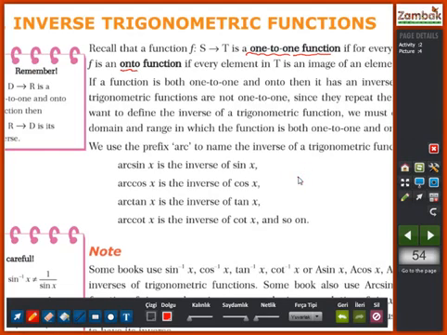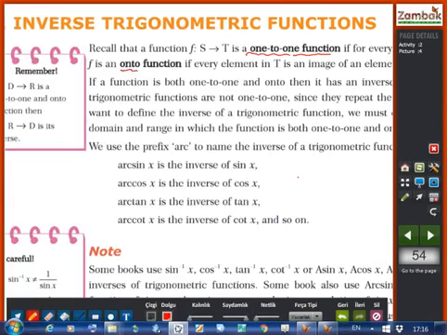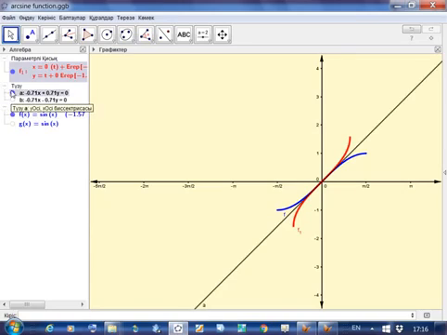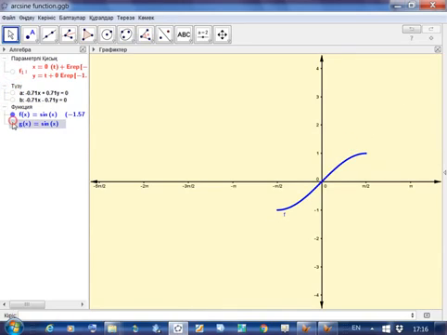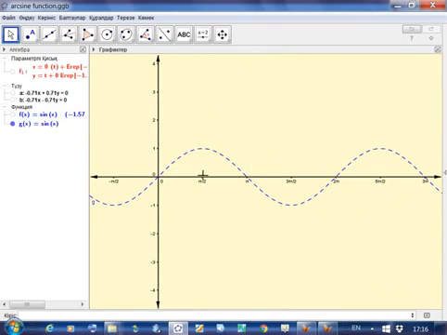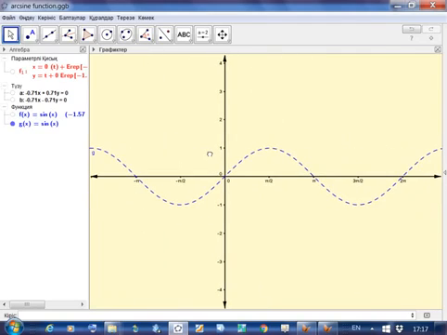Let's look at the graph of our sine function. Now, as you see here, we have the graph of the sine function. You know that the graph of the sine function is periodic, so it's not a one-to-one function. For different values of x, we have the same y. For example, sine pi over 2 is equal to 1, and sine 5 pi over 2 is also equal to 1. So this function doesn't have an inverse.